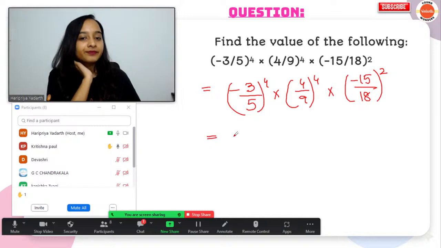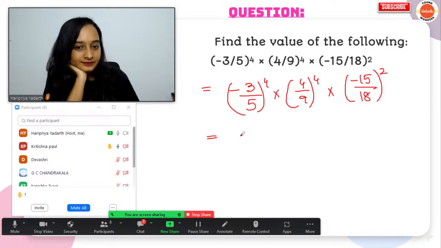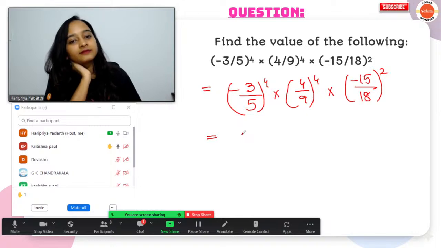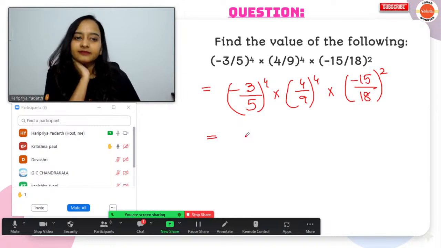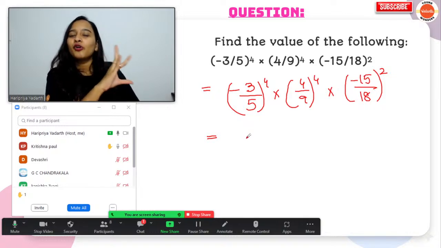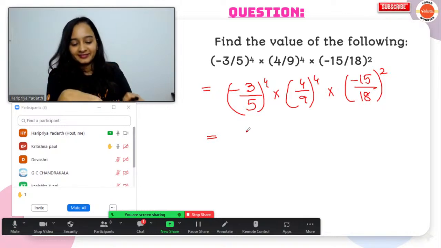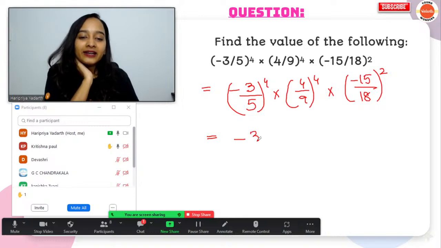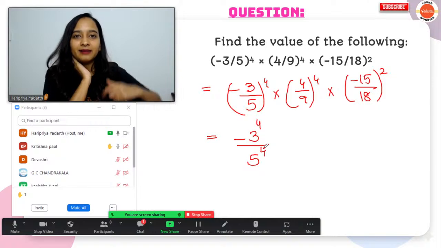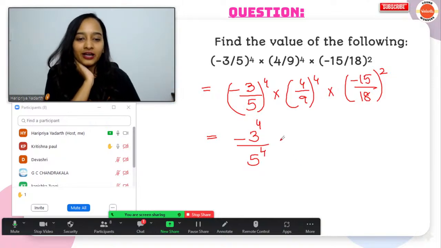So, ma'am, at first, minus 3 by 5 raised to the power 4 equals minus 81 by 125. Are you sure you would want to expand it? You can expand it like this, but don't write it in the full form, like minus 81 by 125. Don't do that.